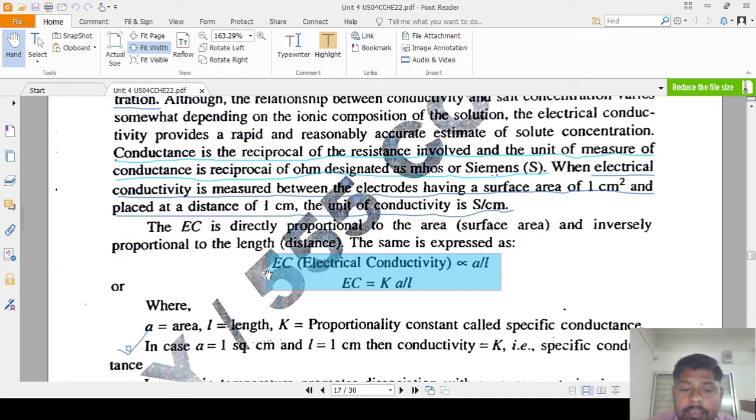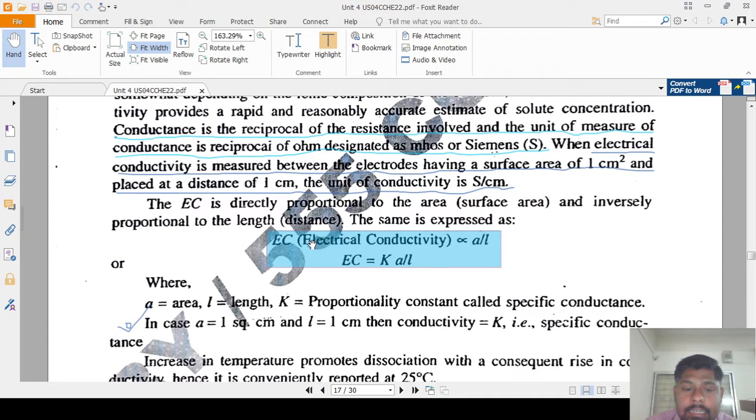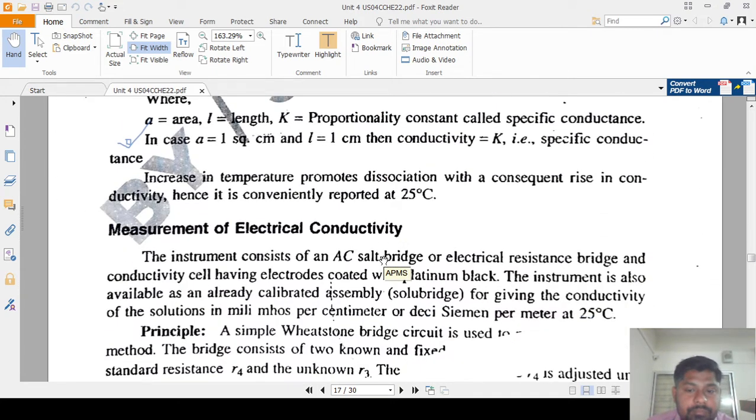Electrical conductivity is directly proportional to the surface area, small a is called the surface area, and inversely, A by L means inversely proportional to the length. L is the length or distance between the two electrodes. So, we can say that EC is equal to K into A by L. A is area, L is length, K is a proportionality constant known as the specific conductance. That is an important MCQ. In case A is equal to 1 square centimeter and L is equal to 1 centimeter, that means it is 1 by 1. The answer is 1. Electrical conductivity is equal to specific conductance. That is an important MCQ.